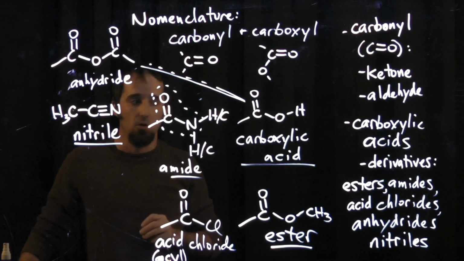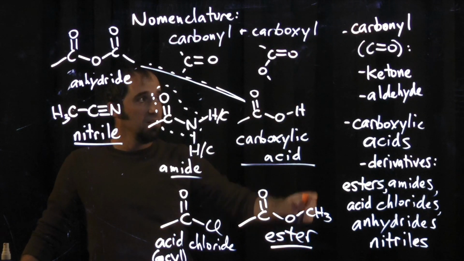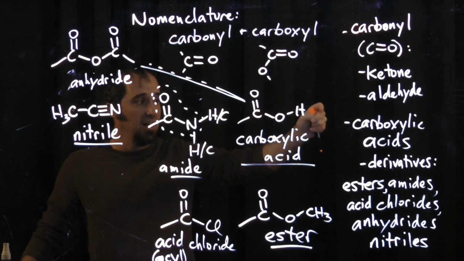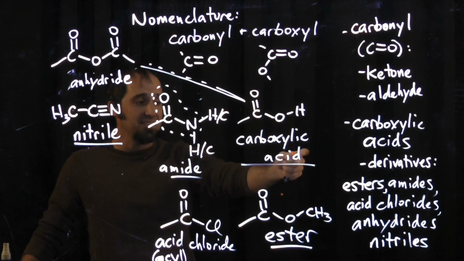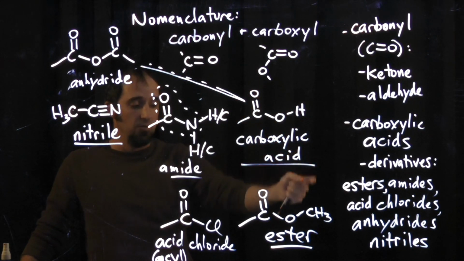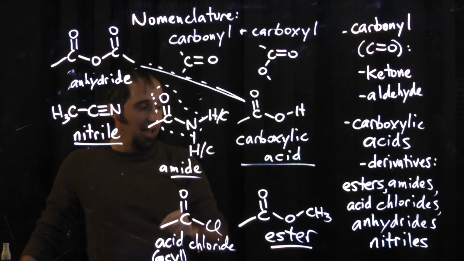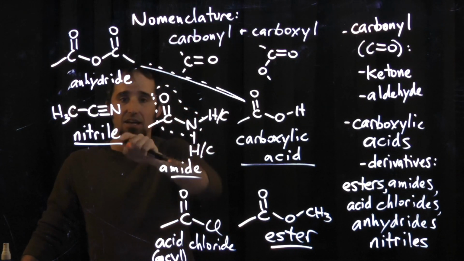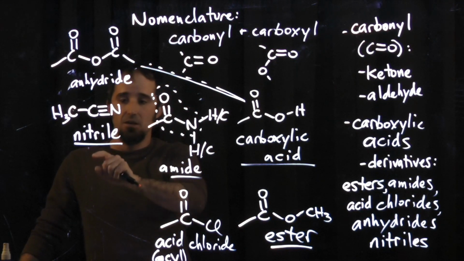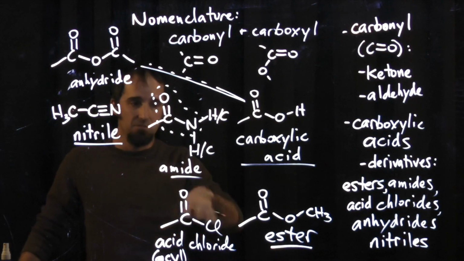Okay? So, again, big long list. Carbonyls, ketones and aldehydes. Carboxylic acids have lots of derivatives, esters, amides, acid chlorides, anhydrides, and nitriles. It looks different, but it acts like the rest of these things.